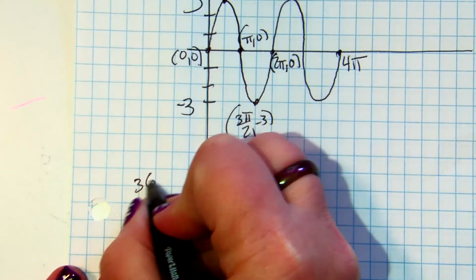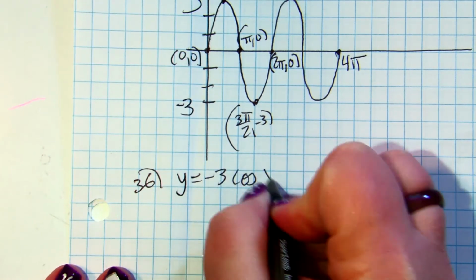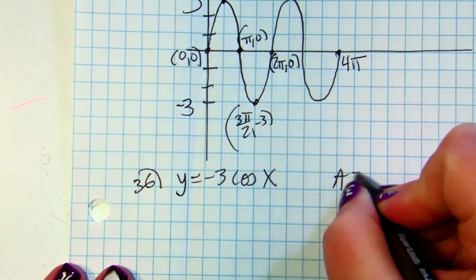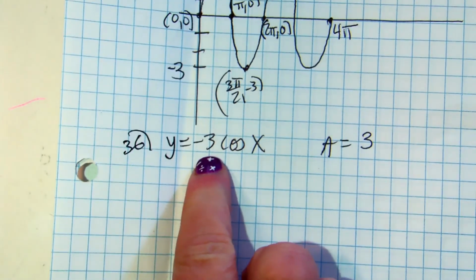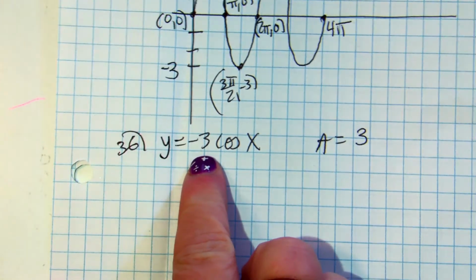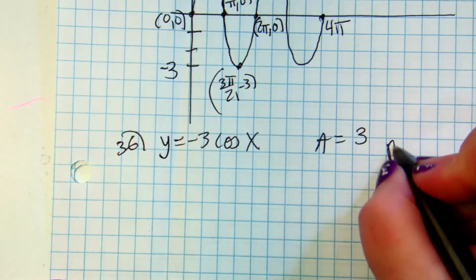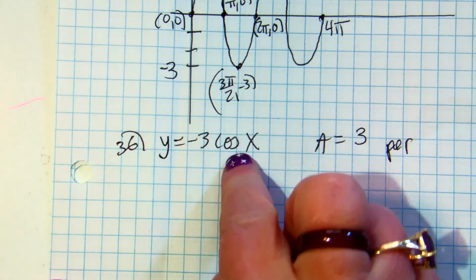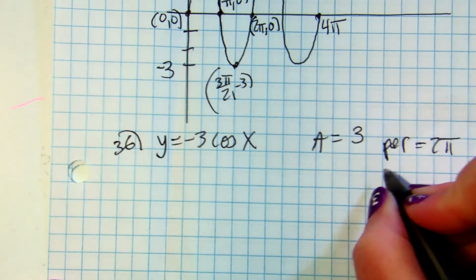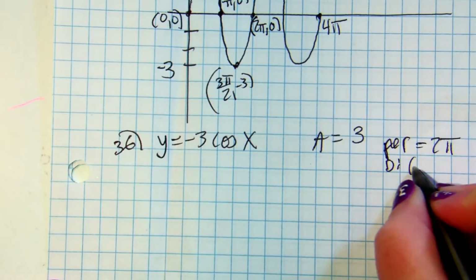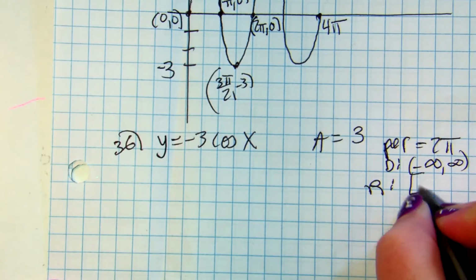The second example is number 36, y equals -3 cosine x. So the amplitude is going to be 3 again, but we're going to start down because cosine either starts up at 1 or down at -1. We're going to start down at -3. The period, is there a w in front? No, so it's going to be 2 pi. The domain is from -infinity to infinity, and the range is from -3 to 3.